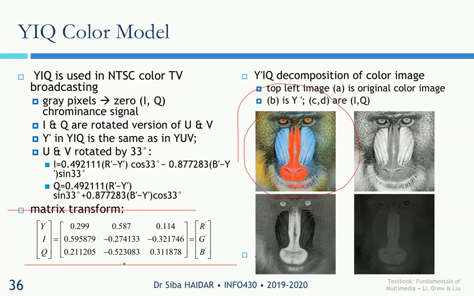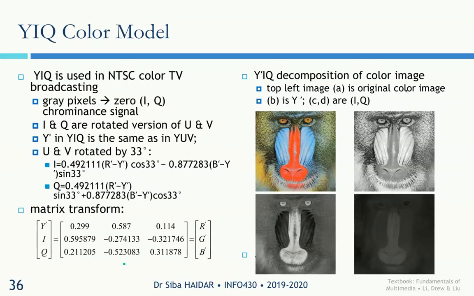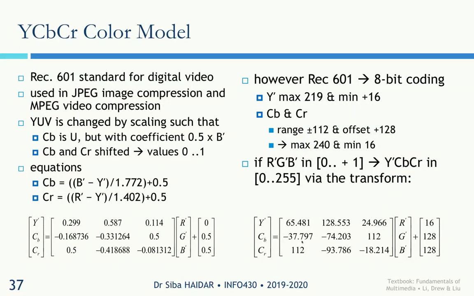So this is the Y. As you can see, it's the same Y as previously. And this is again the I channel and the Q channel. And you can see they are not really related to the U and V, but they are rotations.